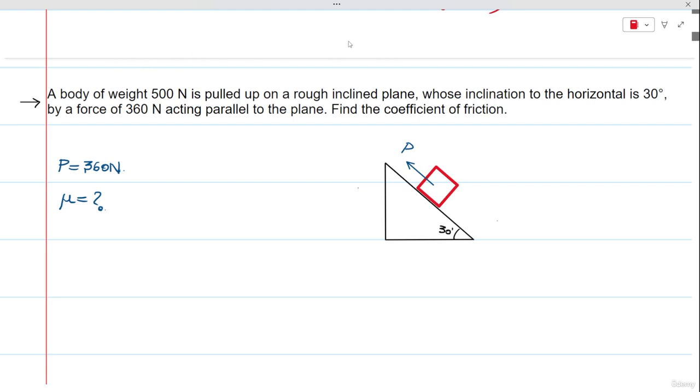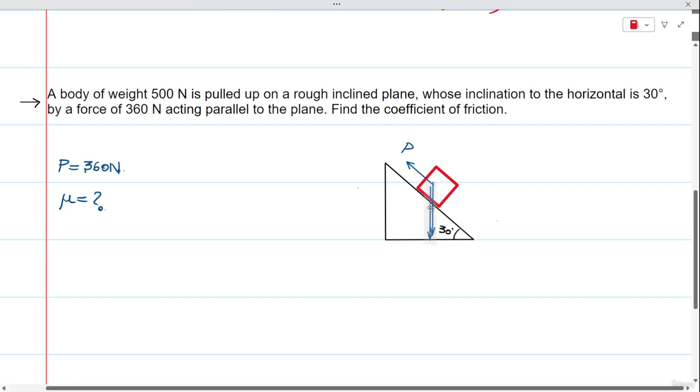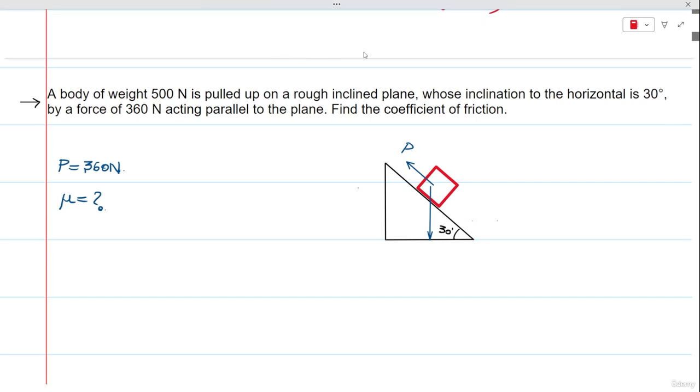So the very first force would be the self weight or weight of the body, which is going to act vertically down, and due to the contact between the block and the plane, there will be a normal reaction. The normal reaction will be perpendicular to the inclined plane. Let's call this normal reaction as Rn.